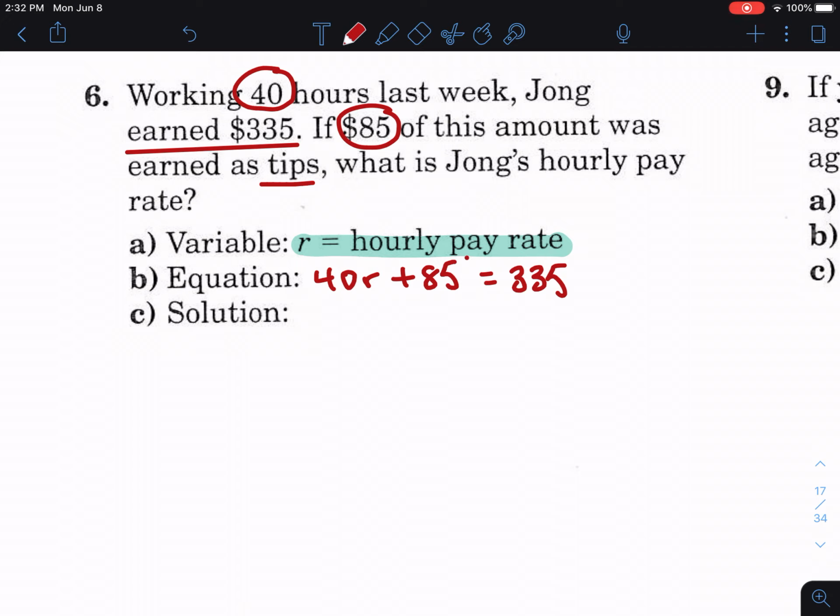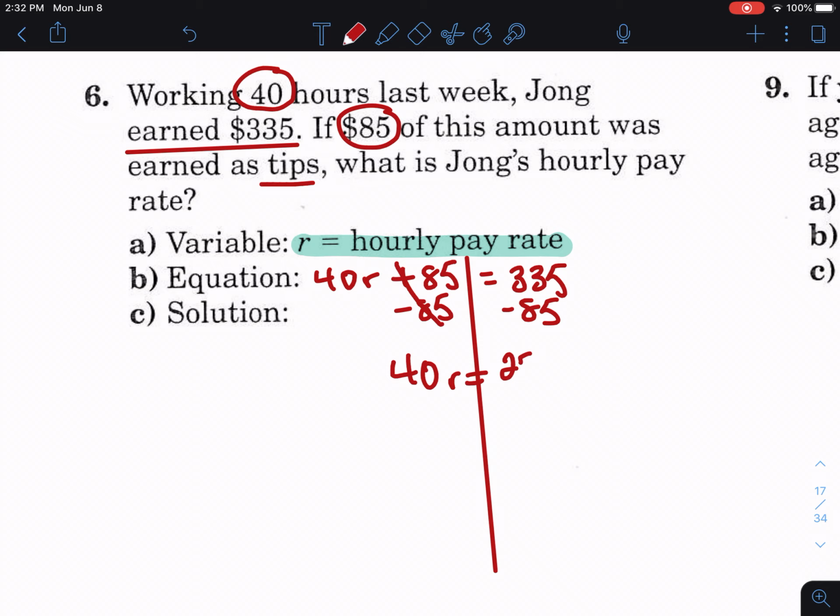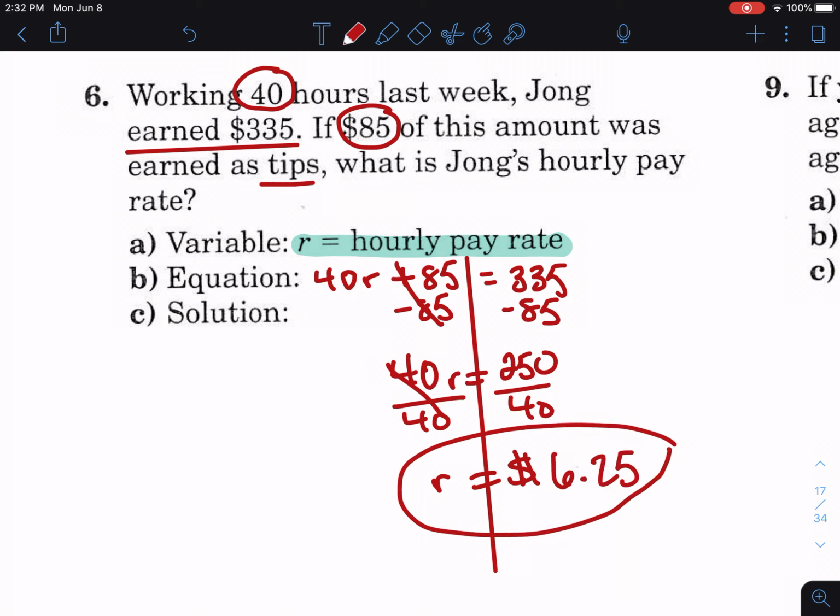So now we just have to solve for R. Put up our barrier wall. We've got to get that R all by itself, but first we have to move that plus 85. So we're going to subtract 85 from both sides, leaving us with 40R equals 335 minus 85, which is 250. We're going to get the R alone, so we're going to divide both sides by 40. And since this is his pay rate, we're going to put a dollar sign. So 250 divided by 40 is $6.25. That's his hourly pay rate.